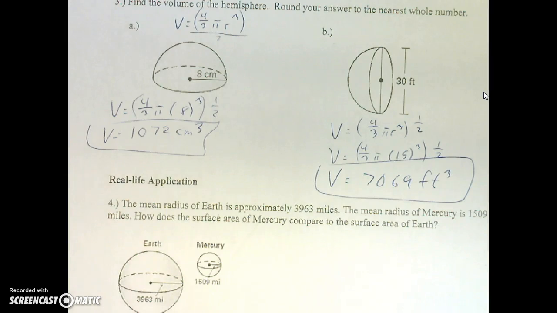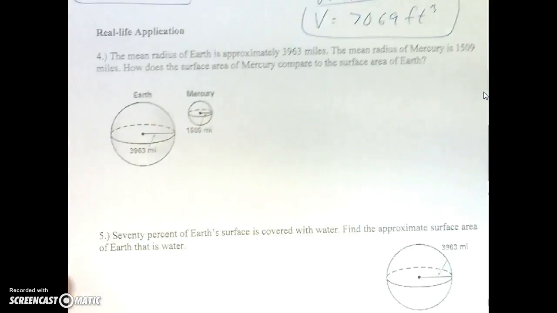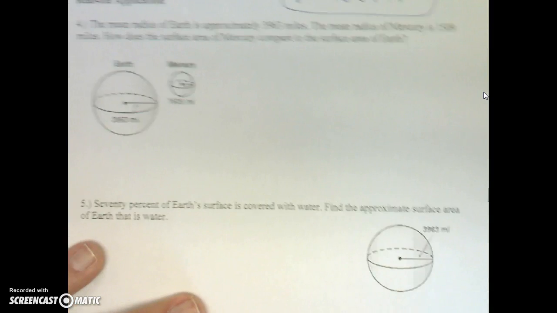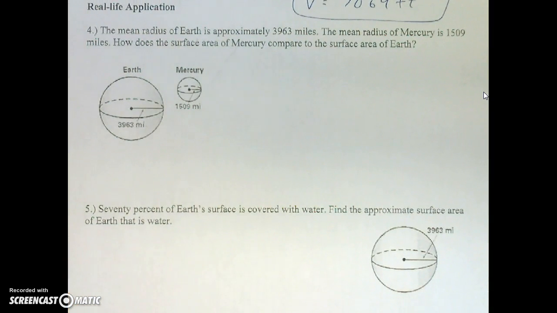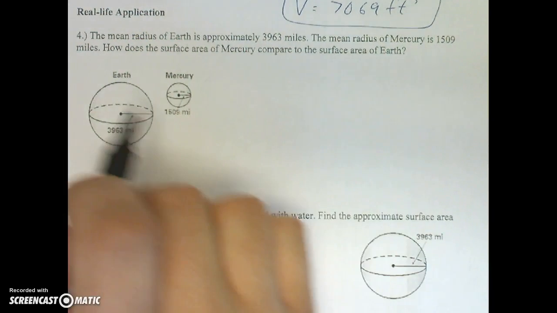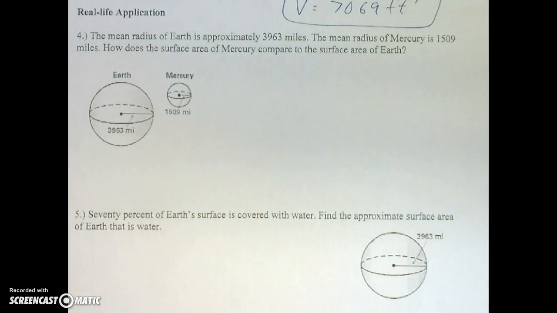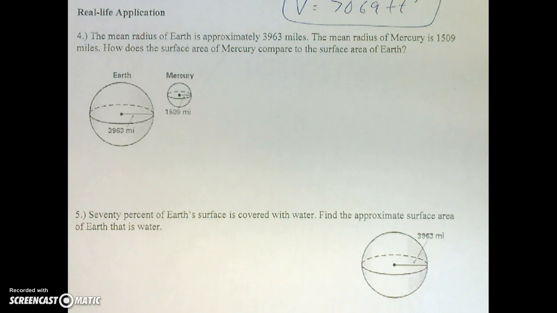Alrighty, we're looking good. So you guys have your basic knowledge now of surface area and volume. We're going to take a look at how to apply this to other situations. The one neat thing about all of this is that we can use this right on the Earth. So, number 4, the mean radius of Earth is approximately 3,963 miles. The mean radius of Mercury is 1,509 miles. What is the surface area of Mercury compared to the surface area of Earth?